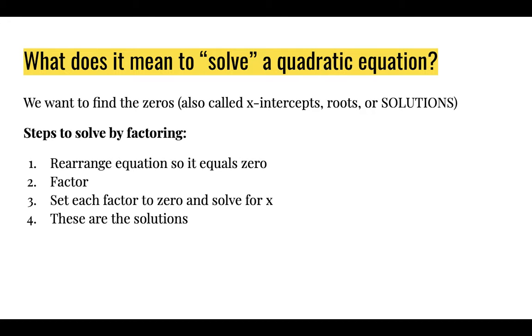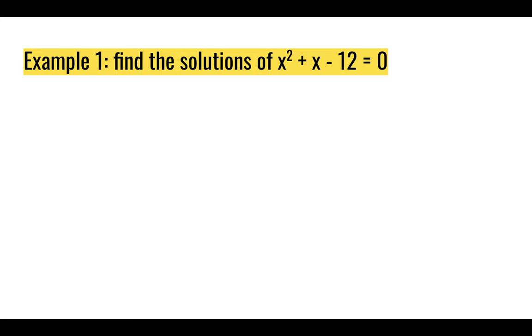So we're going to do a few examples. We have: find the solutions of x squared plus x minus 12 equals 0. So this is an equation in standard form, right? It's ax squared plus bx plus c equals 0. The nice thing here, we already have all of our terms on one side and zero on the other, so we don't have to rearrange. So we can just write it down again.